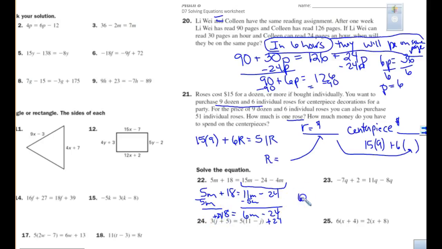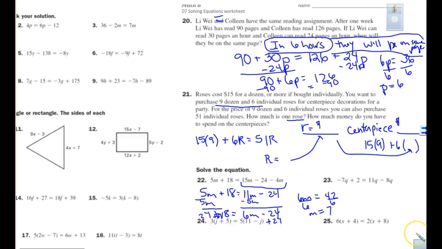So that I'm going to have 6m, and I'm kind of running out of room. So I had 18 plus 24. When I add those together, what would you have, Haley? 18 and 24 if we add those. And we're going to divide both sides by 6 to get our m equals 7.